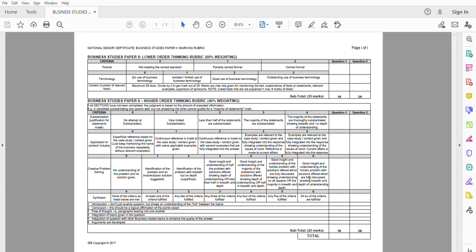So it's good insight, understanding of the holistic problem, the whole problem, with solutions offered which are fully discussed, showing breadth and depth of understanding, and that will get you 6 marks, right? So we're through 14 marks now. There's another 6 marks to go, and this is your synthesis. Now, the synthesis is basically how have you pieced everything together, all right?